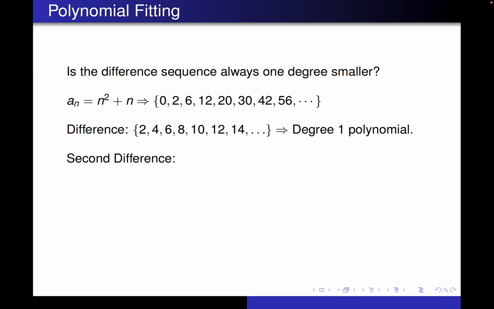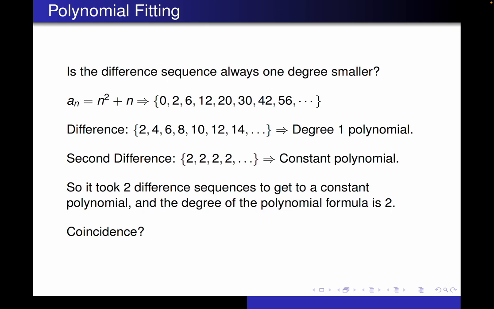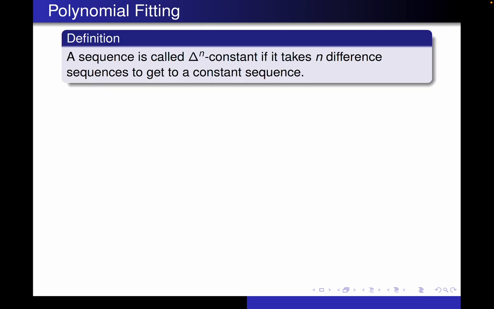In fact, if we look at the second difference, we get a constant, which means that in the case of a quadratic polynomial, it took two different sequences to get to a constant sequence. That happens to match up with the degree of the polynomial, which is also 2. Is that a coincidence? Well, no. So to get to a definition, a sequence is called delta n constant if it takes n different sequences to get to a constant sequence.